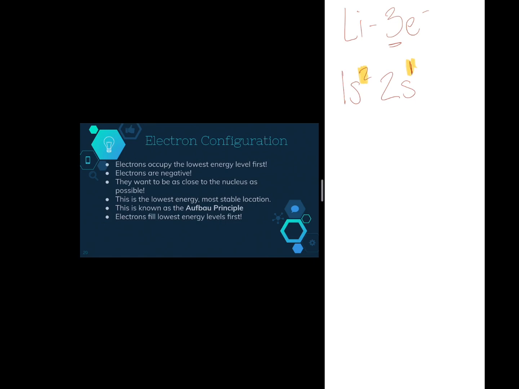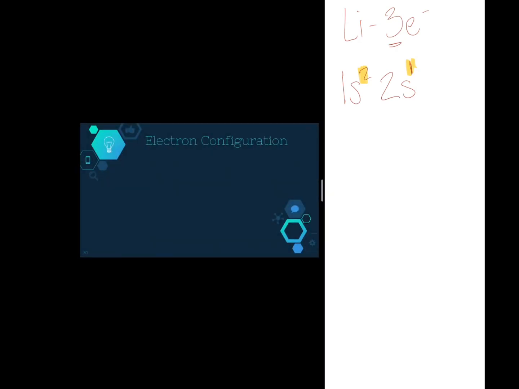Always remember that electrons occupy the lowest energy level first. Because electrons are negative, they want to be as close to the nucleus as possible. That's going to be the most stable location. This is called the Aufbau principle. Electrons fill the lowest energy levels first.